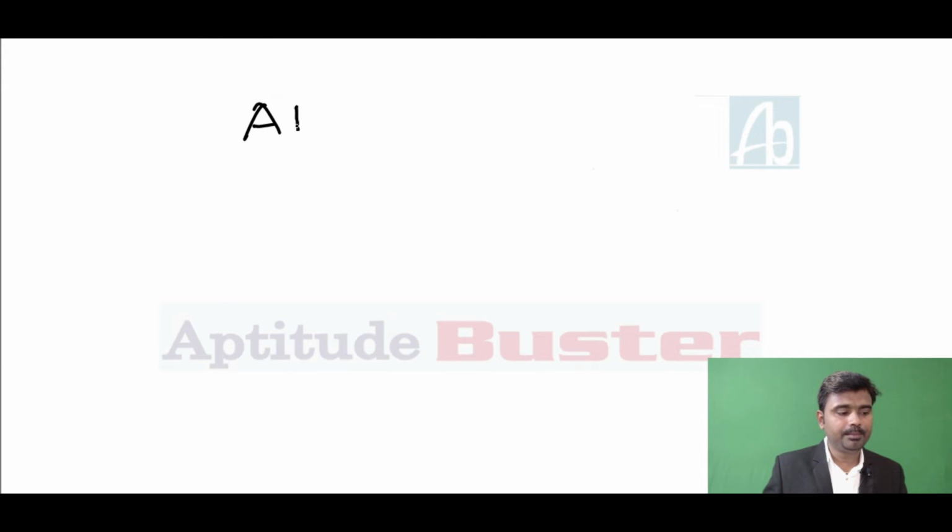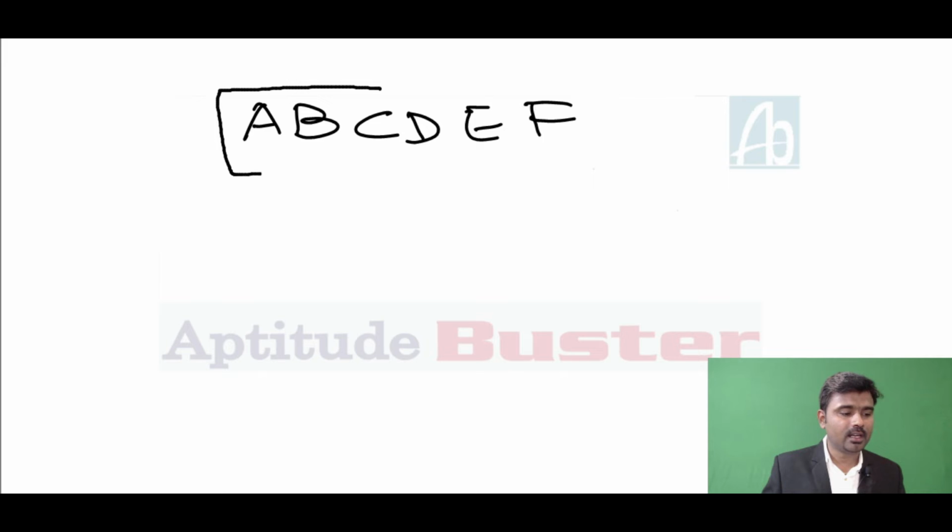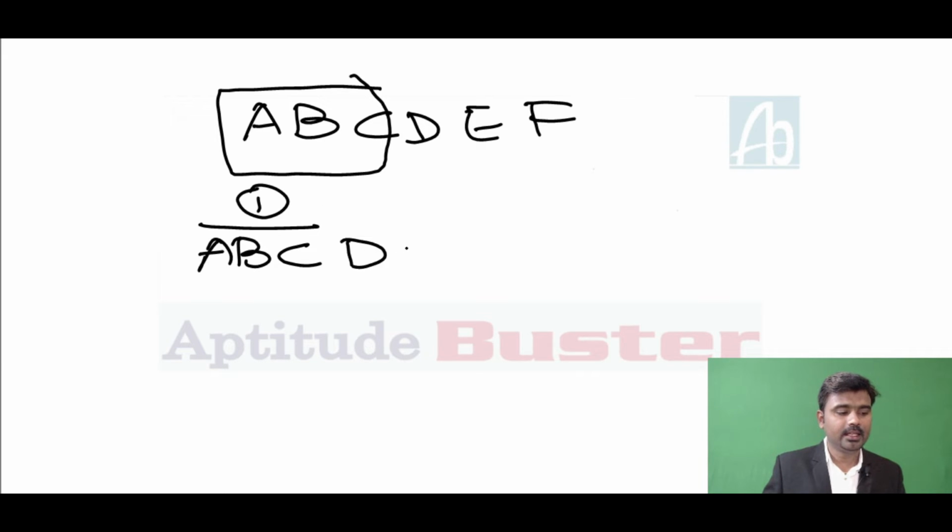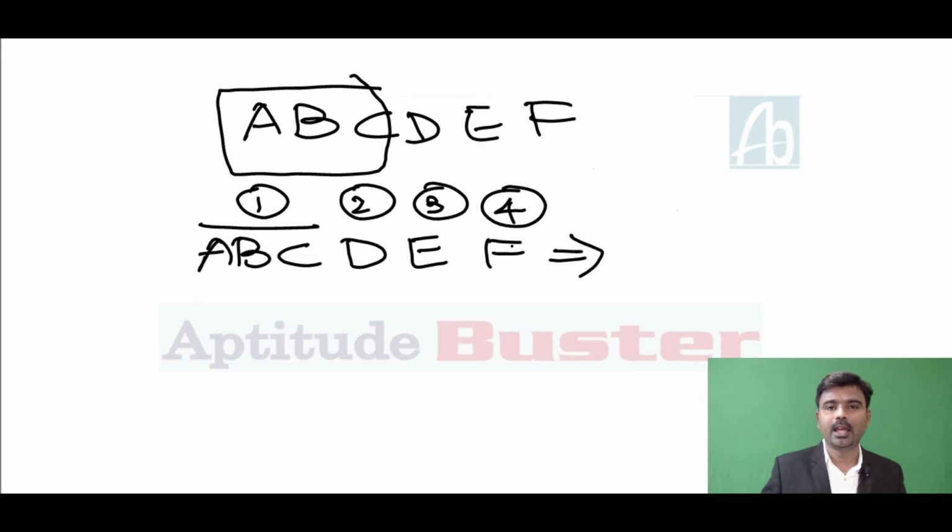A, B, C, D, E and F. In this case, 3 letters, A, B, C, are always together. So if it is given like this, consider A, B, C as one unit, then D, E, F as the second, third and fourth units. These can be arranged in 4 factorial ways.